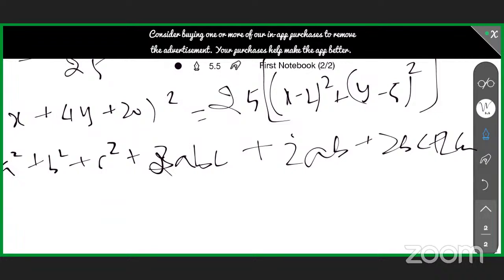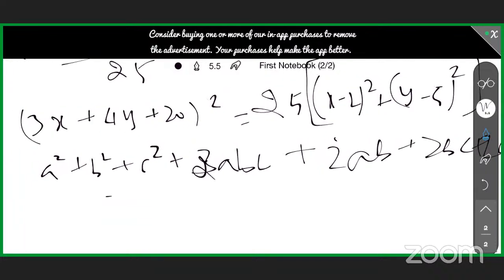Now expand this one, sir, with both the things, and tell me the simplified equation. If you have to expand both the sides here, you have to expand x square plus y square, then (x minus 2) whole square plus (y minus 5) whole square. Expand both the sides and simplify the equation and tell me.